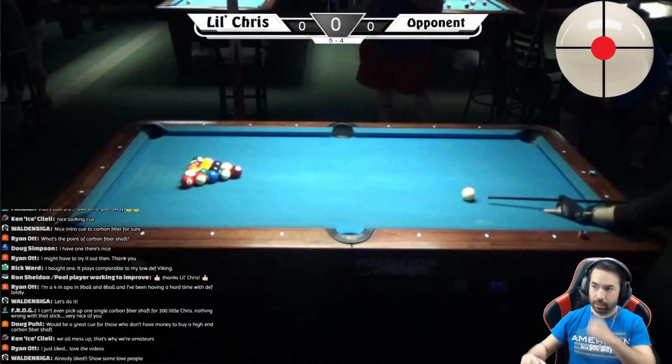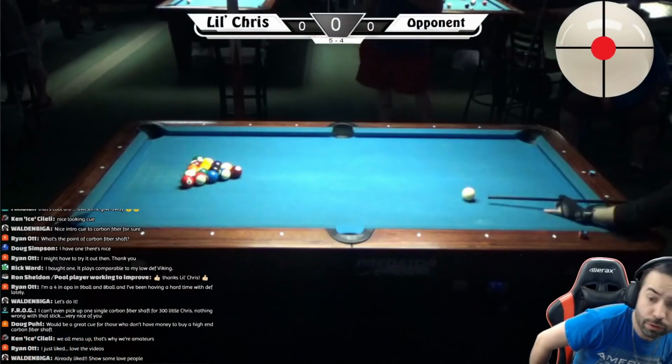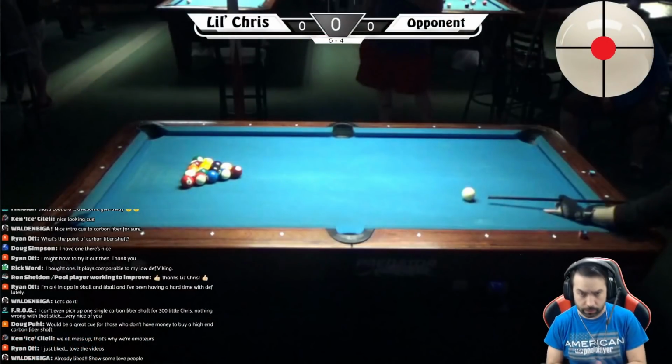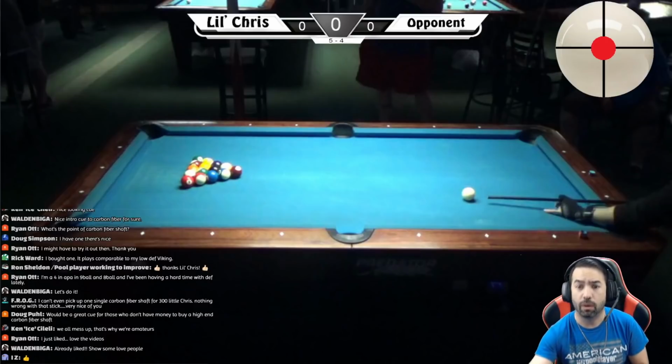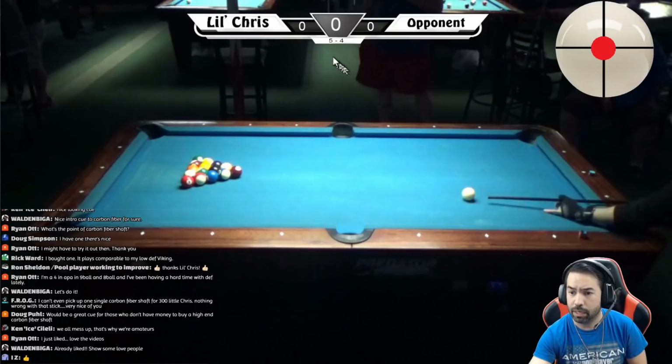So here is going to be the first match of the evening. In this matchup, I am playing against a skill level 6. So this is going to be a race to 5-4. Hopefully y'all can see up here, it's going to be my 5 to their 4.